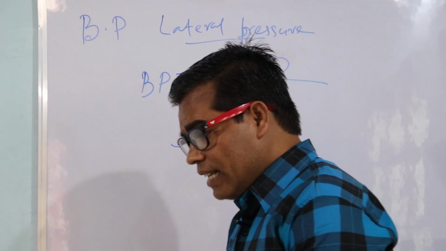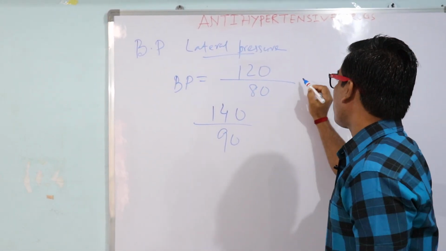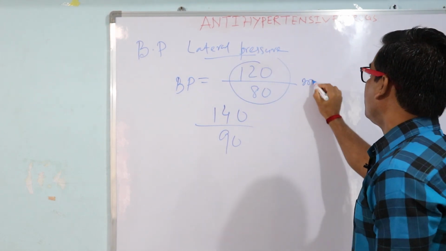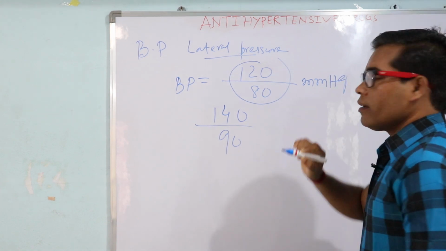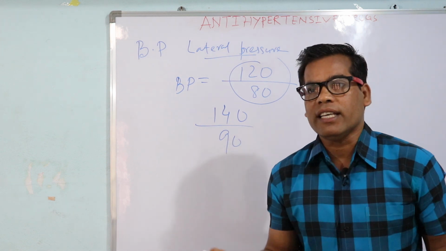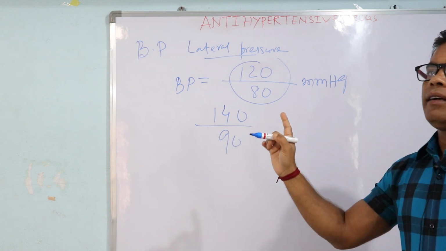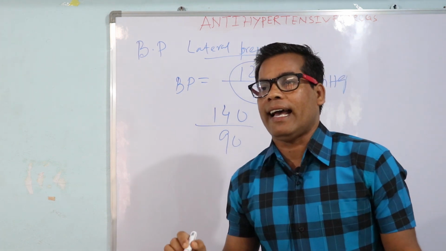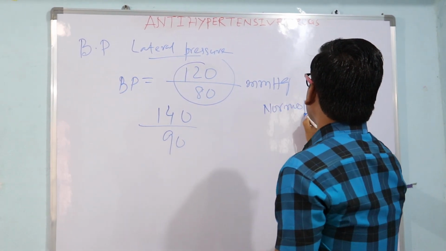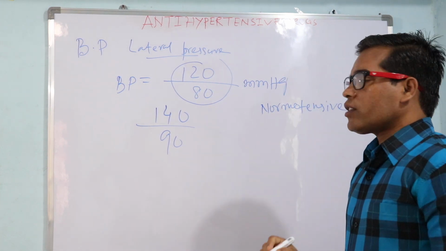Now there will be three terminologies. If the pressure is normal, what is the status of the condition? Suppose the pressure is 120 by 80 mmHg in normal individuals. Is the patient suffering from any disease or disorder? No, because it is normal BP. So the normal individual is designated as normotensive.